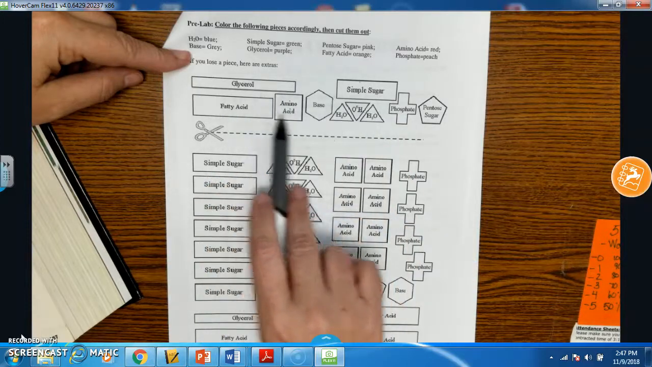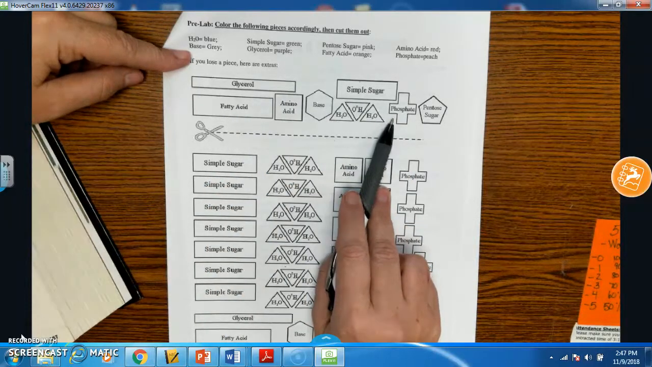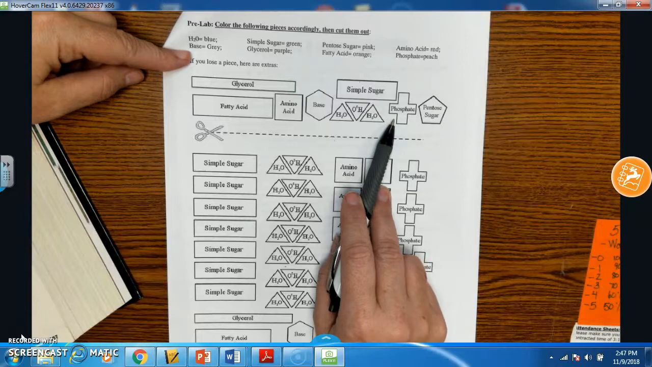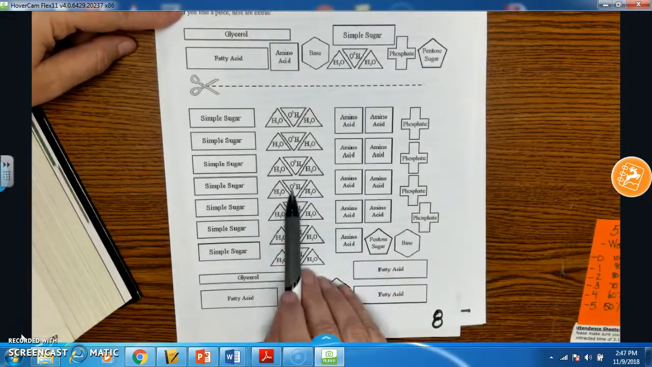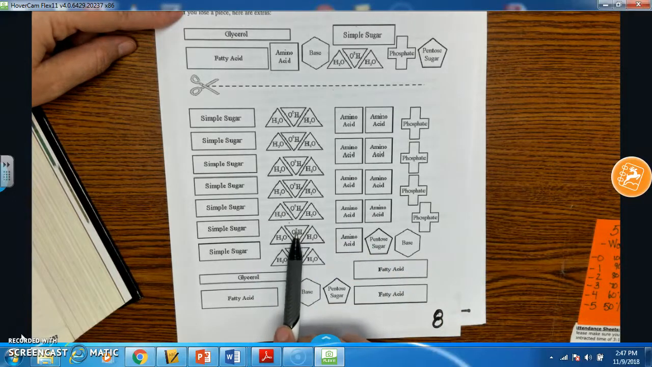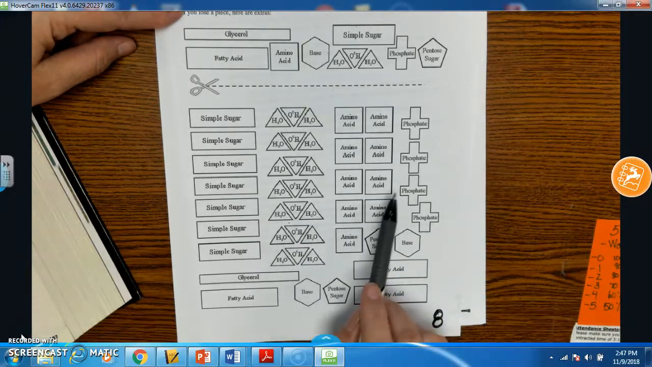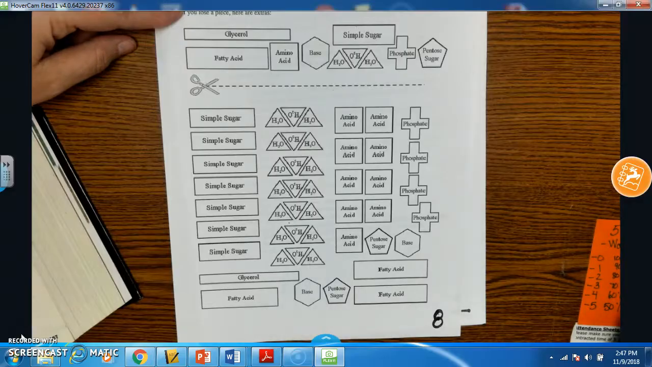These are your extras. These are, oops, I lost a piece. I have no idea what happened to it. I literally just had my thumb on it a minute ago. These here at the bottom of the cut line, these are the ones that you're going to color. Once you color them, you need to cut them out.